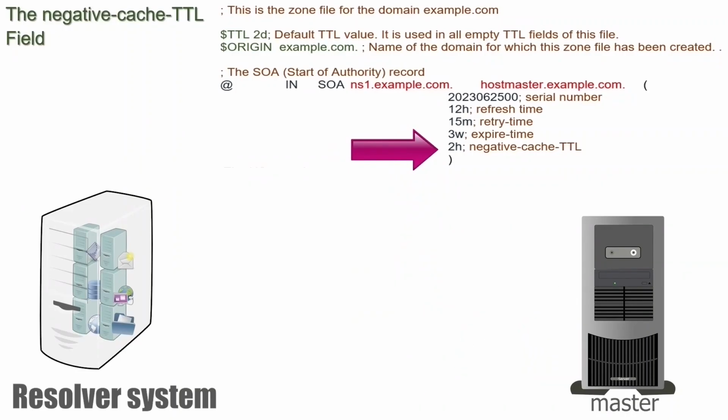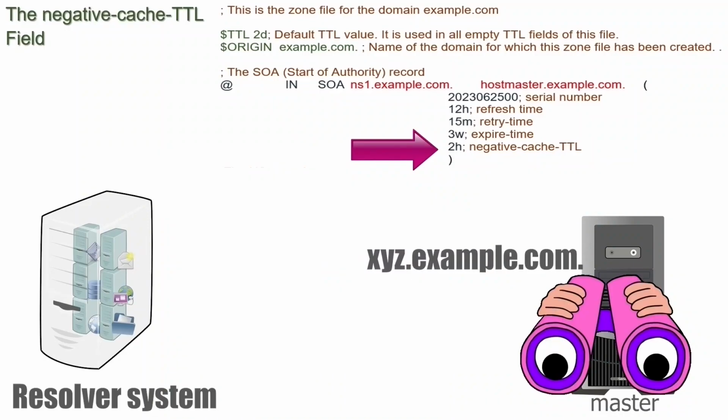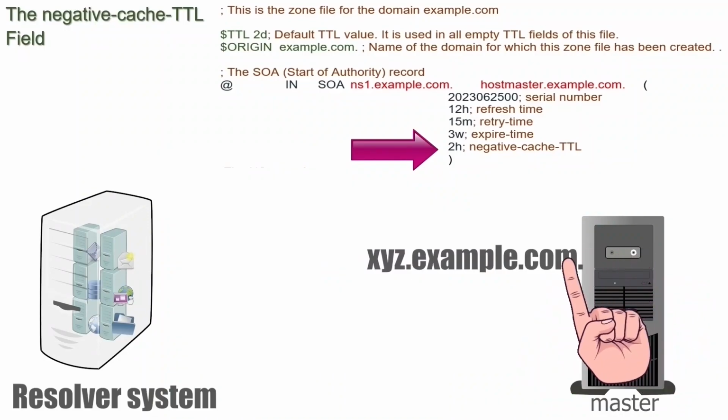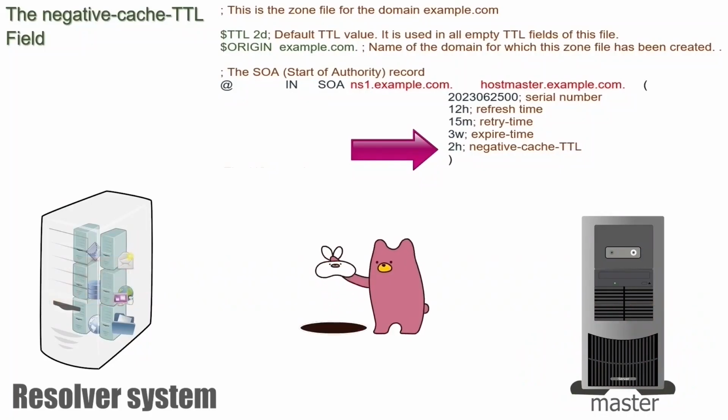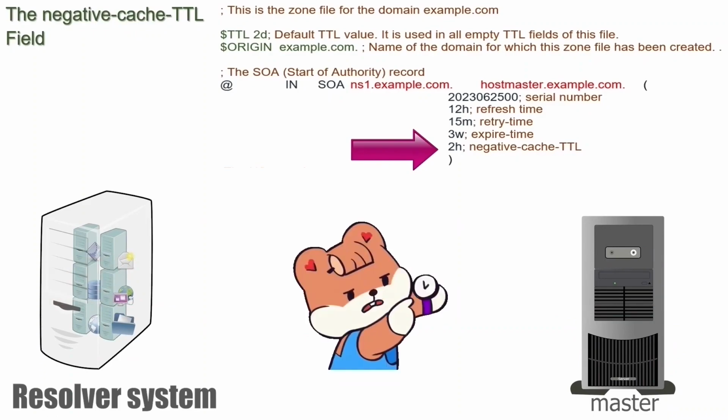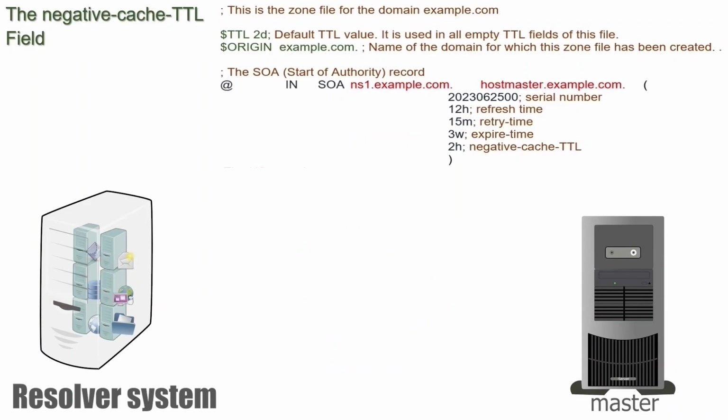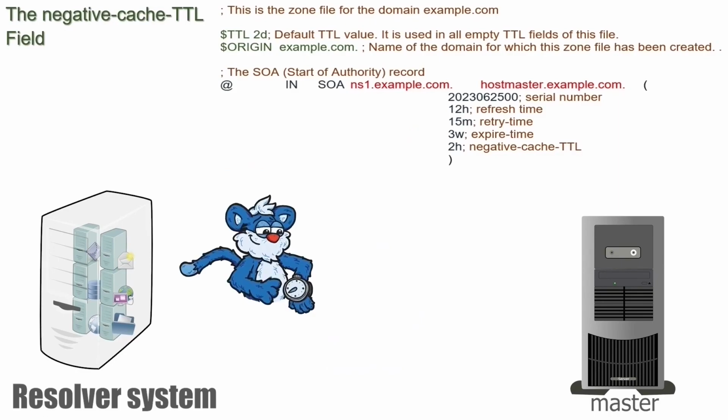Let's take an example. Suppose a resolver system asks this name server to resolve the name xyz.example.com. The server checks its zone file and finds no entry for the name xyz.example.com. It returns an error indicating the requested name does not exist and can't be resolved. It also includes the negative cache TTL field's value in the error message. The resolver system saves the answer in the cache and does not send a query to resolve the same name again until the negative cache time expires.